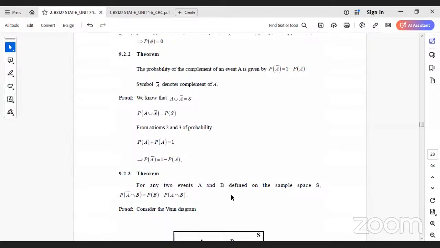The probability of the complement of an event: P of A bar is equal to 1 minus P of A. The symbol A bar denotes the complement of A. We know that A union A bar is equal to S, so P of A union A bar is equal to P of S. By the axioms of probability, P of A plus P of A bar is equal to 1, so P of A bar is equal to 1 minus P of A.